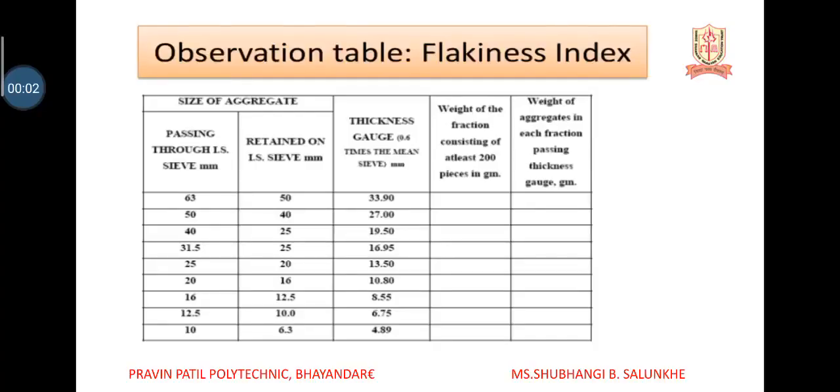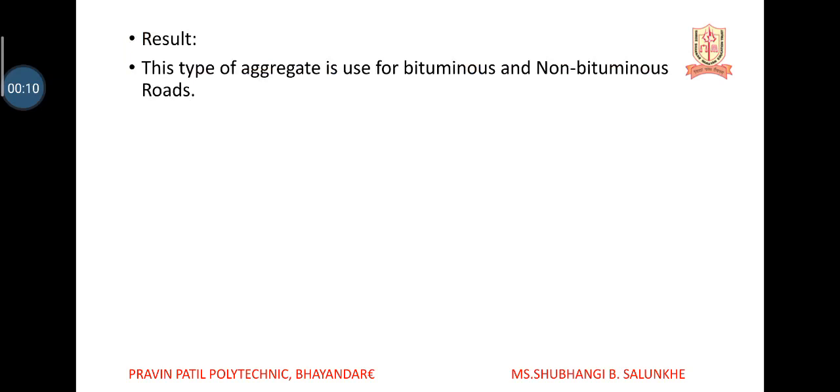As we have seen in the performance how we are going to do it, now all this observation table is going to be filled in the experiment, and now the result. This type of aggregate is used for bitumen and non-bitumen roads because the value is very low. The maximum flakiness value we need for a bitumen road is 15 percent. Our value is below 15 percent. Therefore this type of aggregate we can use for bitumen and non-bitumen roads.